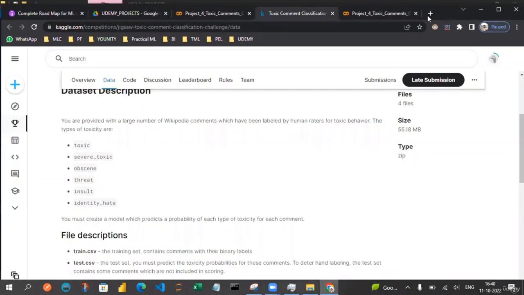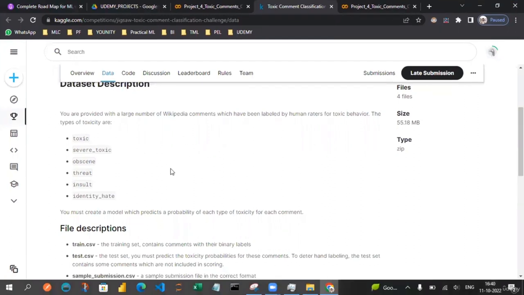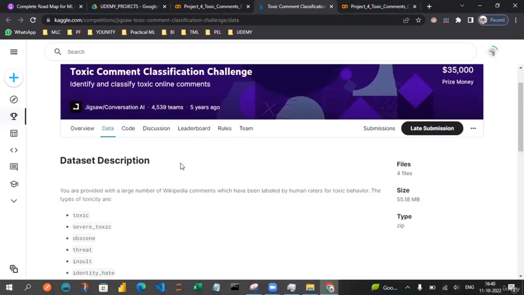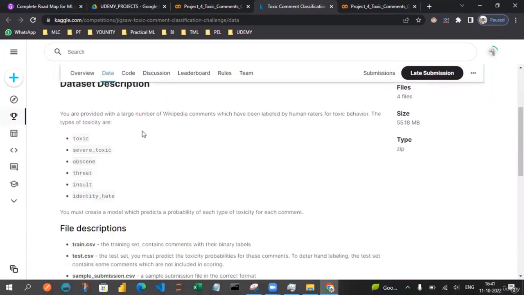Under this Kaggle data set, you will be able to find the Jigsaw comment sections, and this is the online comment competition they provided 5 years ago. So the dataset description looks like this. They have extracted a large number of Wikipedia comments, which have been labeled by human raters for toxic behavior.